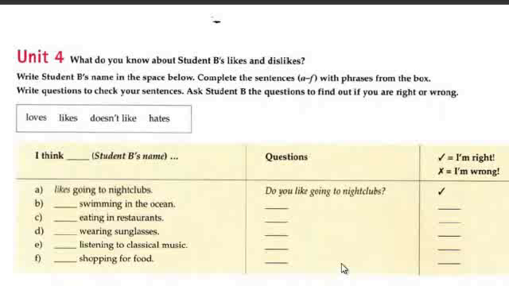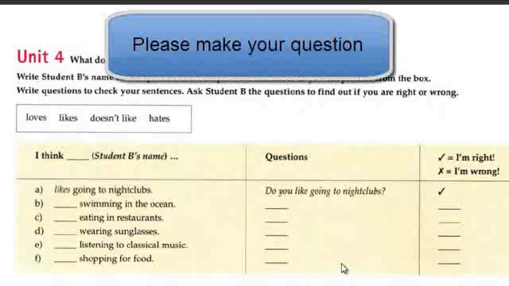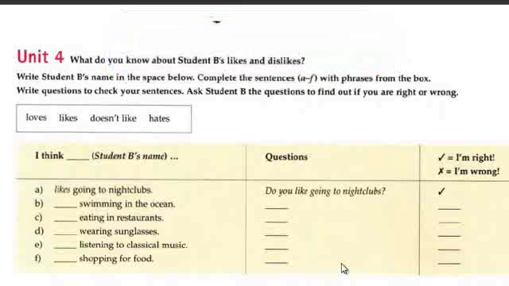Oh, yes, I do. I love swimming in the ocean. I think it's great. Letter C. Make your question. Yes, I do. I love eating in restaurants. I love eating out. I love trying new flavors all the time.